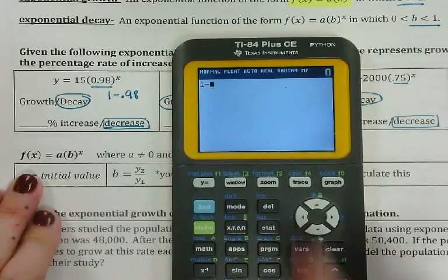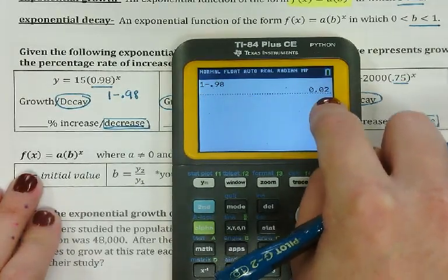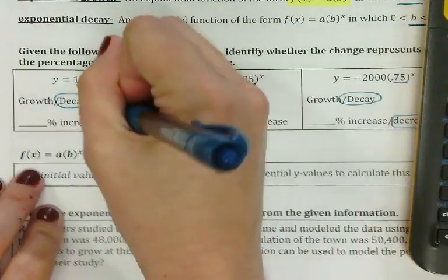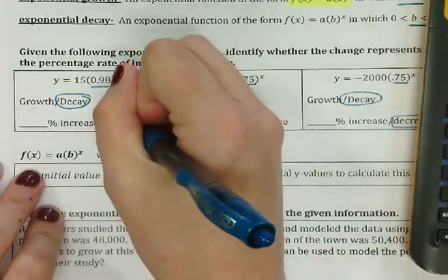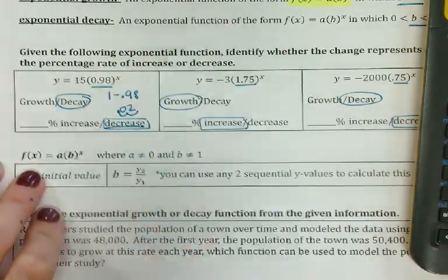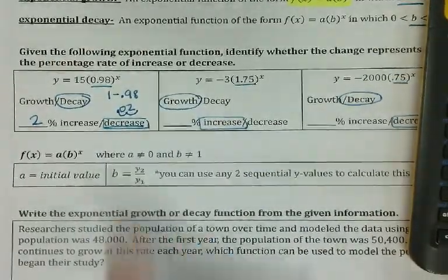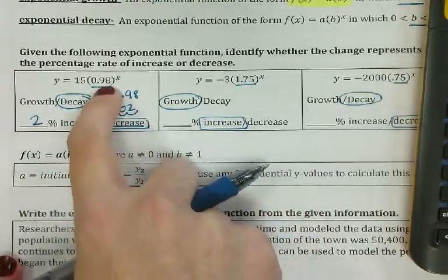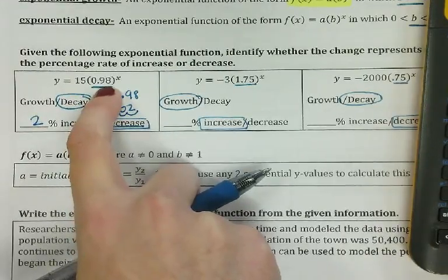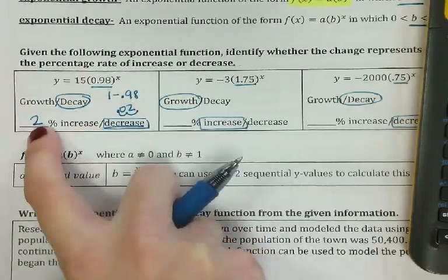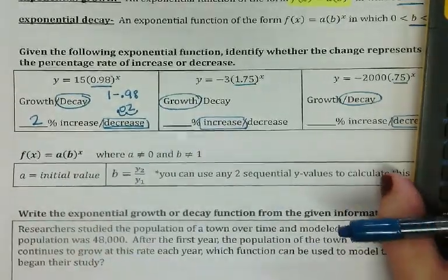So 1 minus 0.98 gives me 0.02. Are you comfortable with that? What percent would that be? 0.02, we move the decimal point 2 places, so it would be a 2% decrease. You can think about this a couple different ways. This 0.98 is like 98%, so how much below 100 is that? 2%. So you can subtract it from 1 and then convert your decimals.